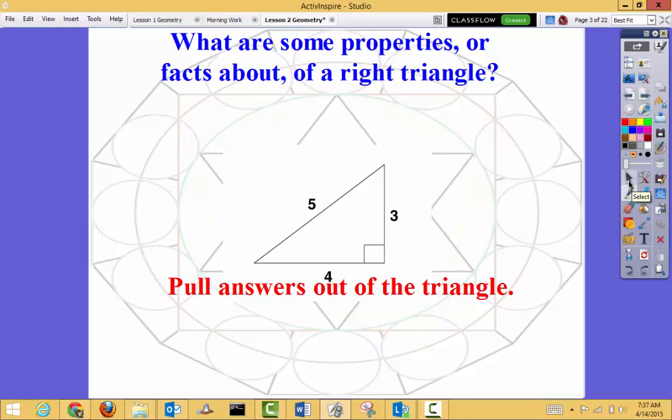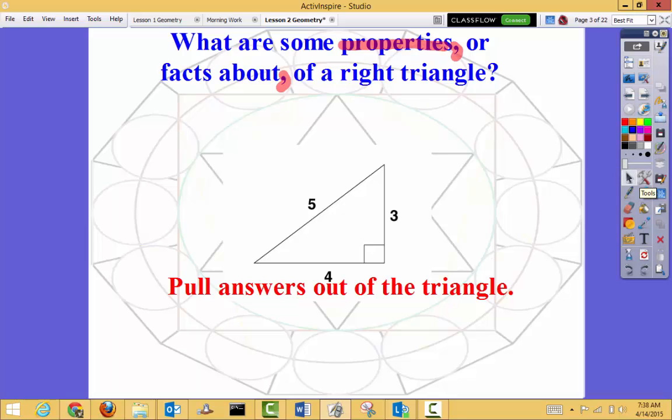Alright, so now let's look at this one. What are some properties or facts? So notice this comma is giving us a definition of properties. So properties means facts about. So what are some properties or facts about a right triangle?